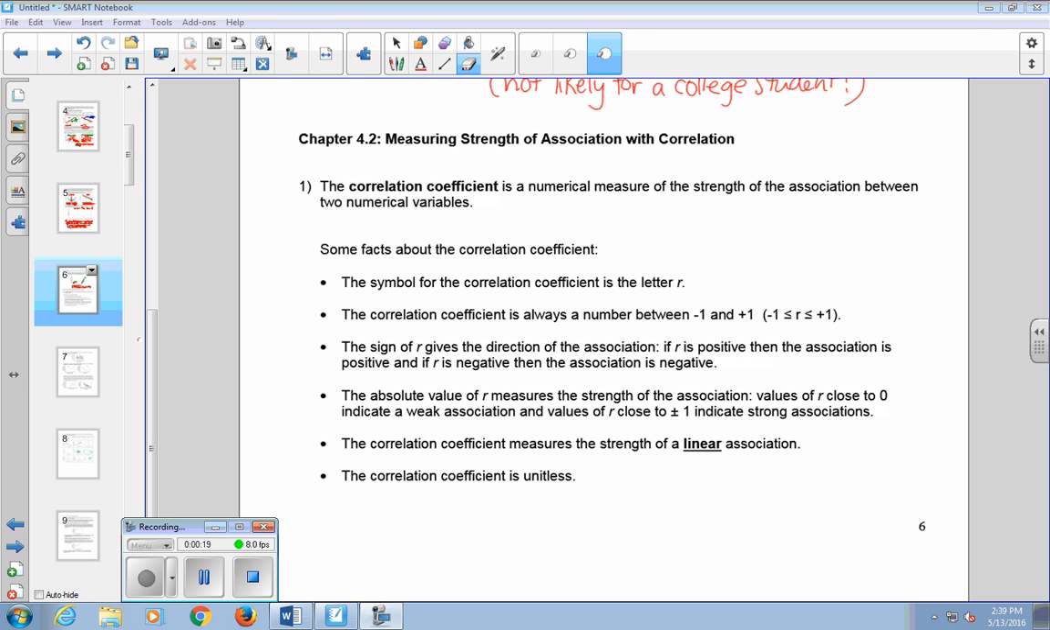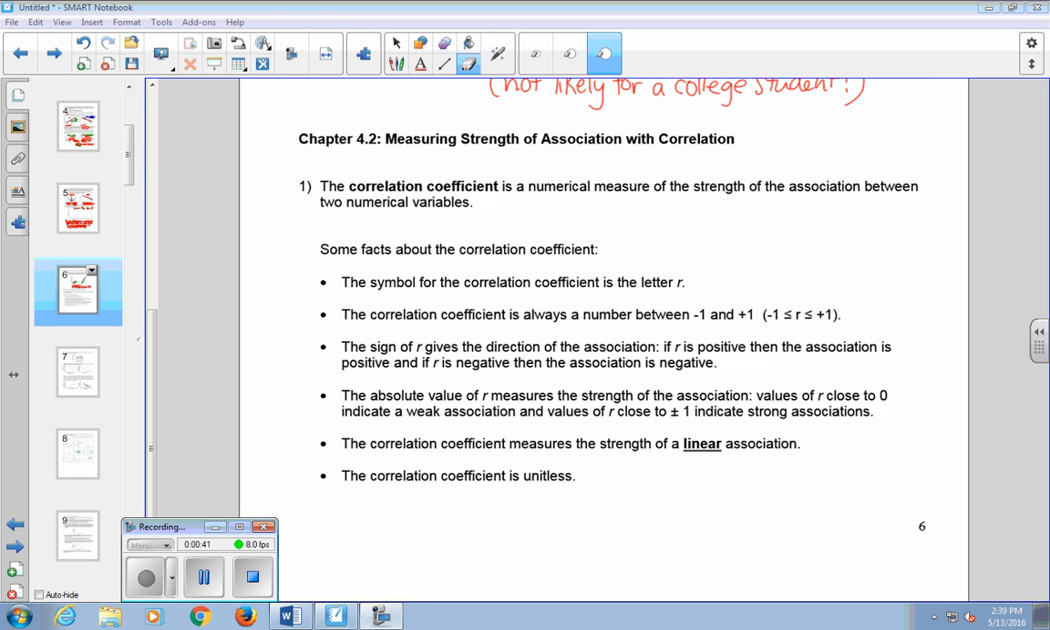Some facts about the correlation coefficient. First one is that the symbol for correlation is the letter R. Second one is the correlation coefficient is always a number between -1 and +1, and that's inclusive. The sign of R gives the direction of association. If R is positive, then the association is positive. And if R is negative, then the association is negative.